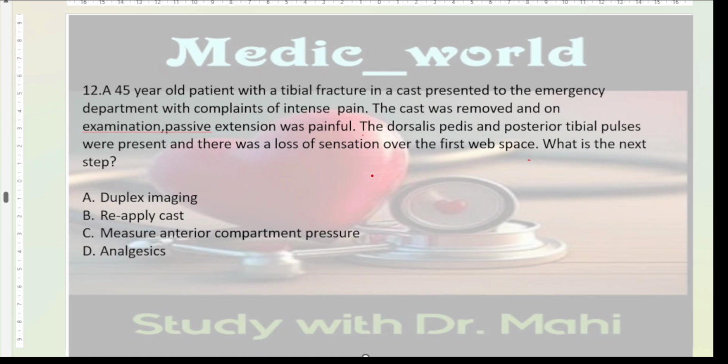So, we have diagnosed the case as acute compartment syndrome. So, in case of acute compartment syndrome, after removing the cast, we have to measure the anterior compartment pressure. So, the answer to this question is option C.